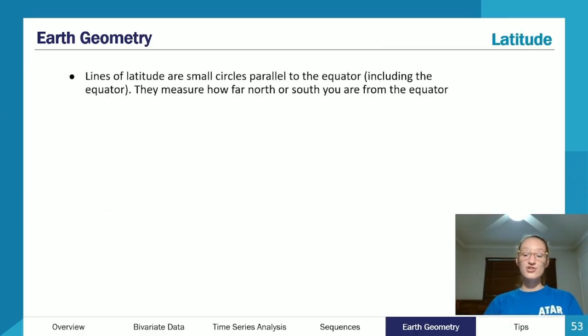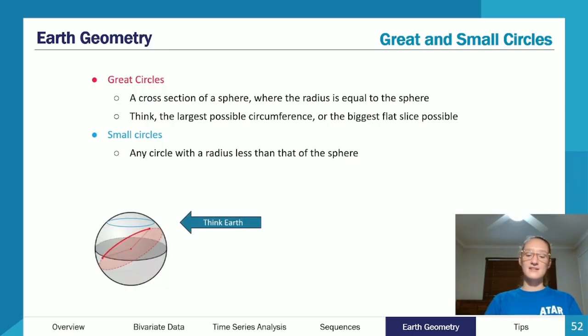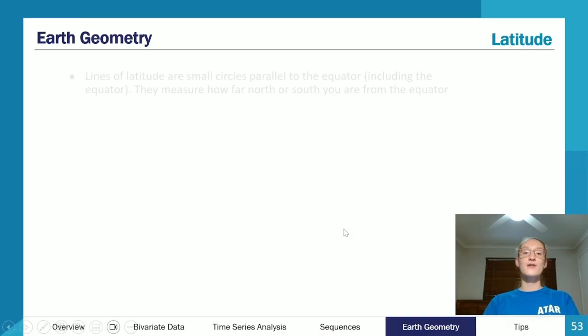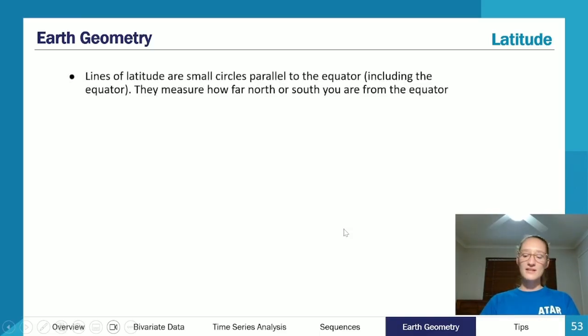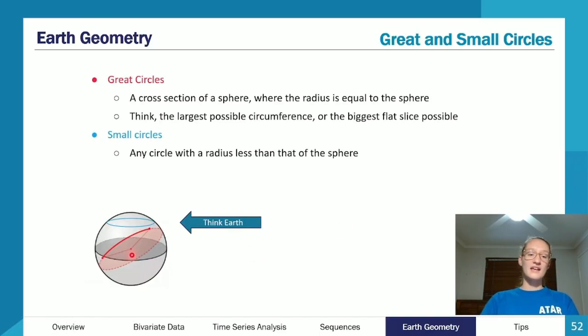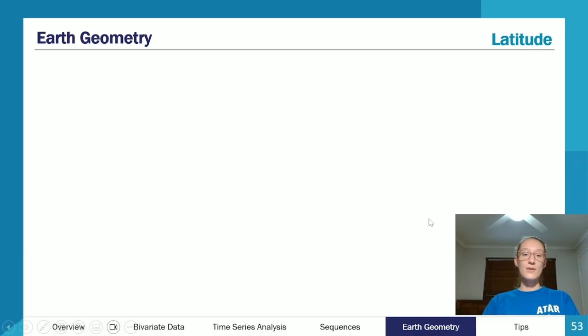The lines of latitude are actually mostly small circles. Think about all of these crazy amounts of invisible small circles running parallel to the equator. Because they are where they are, they can measure how far north or south we are. For example, by measuring from the center of the Earth up to here, by measuring this angle of elevation, we can see how far north this point is from the equator.